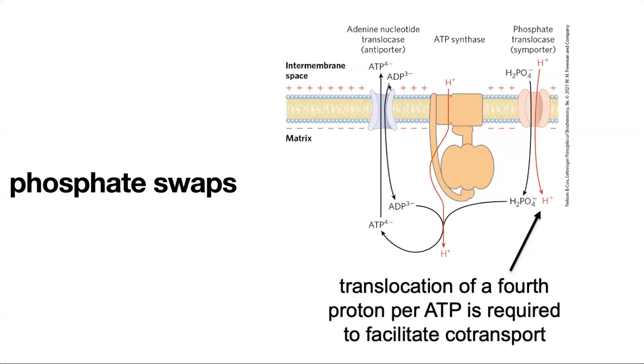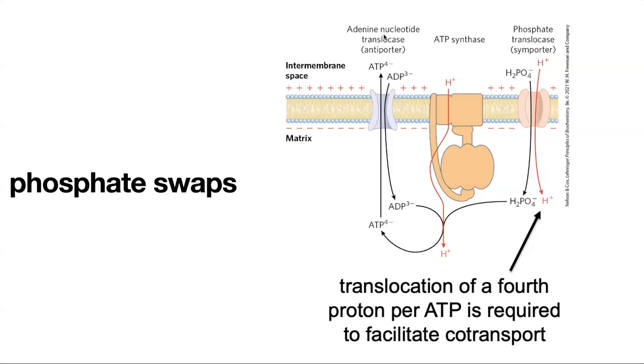Because they're moving in opposite directions. Now, why are they moving in these directions? Well, we see that what we're doing is pumping out ATP4 minus and bringing in ADP3 minus. Based on charge alone, remember, it's an electrochemical gradient, the electro part, we have things more positive on the intermembrane space and more negative on the matrix side.